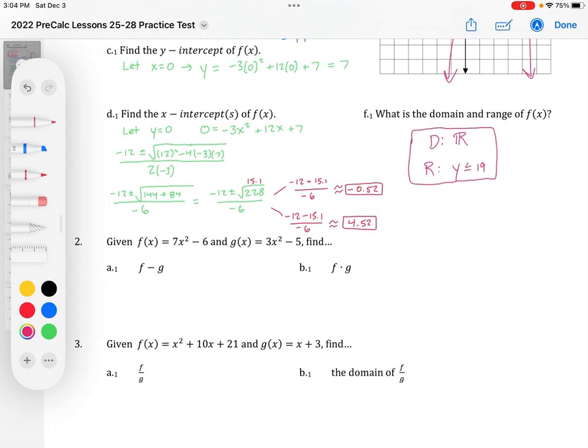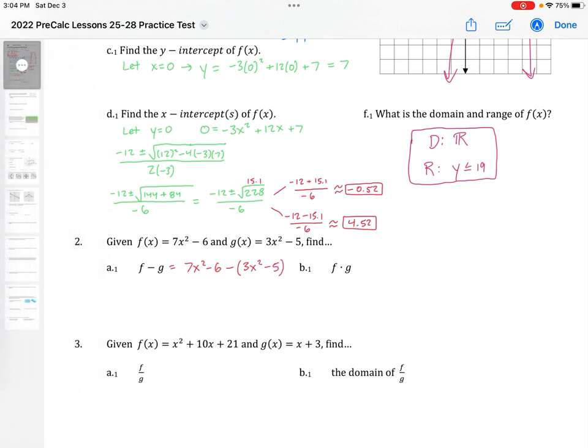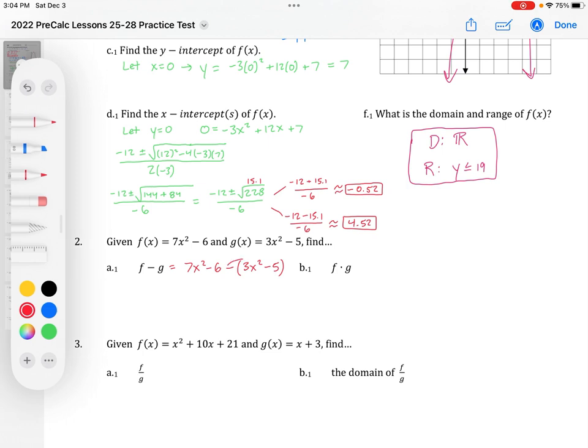All right. So we're going to move on to combining functions. In 2a, we're going to subtract this function f minus this function g. So this is just going to equal 7x squared minus 6. And here's where you have to be careful. When you're subtracting a function, put it in parentheses so you remember that you're subtracting the whole thing.